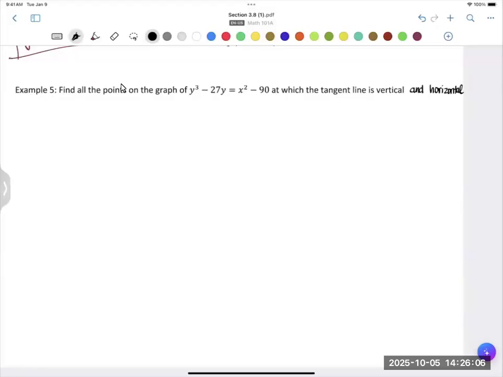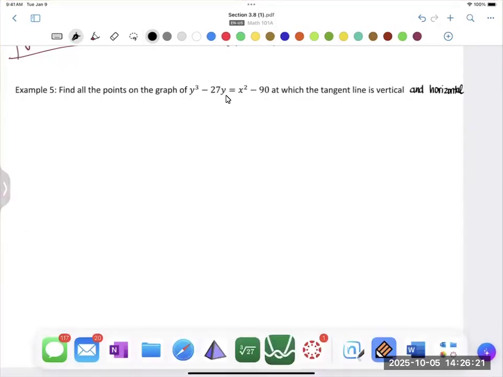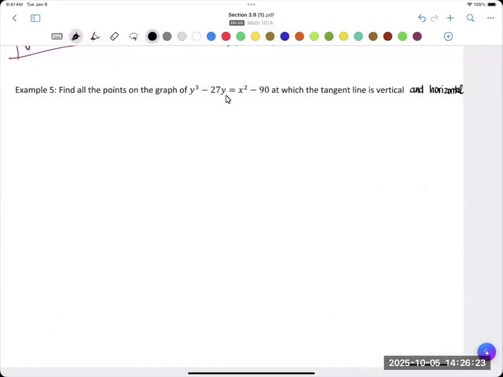Now, an extra example: we want to find all the points on the graph of y cubed minus 27y equals x squared minus 90 where the tangent line is vertical and horizontal. Okay, so let's take a look at the graph of this equation first.